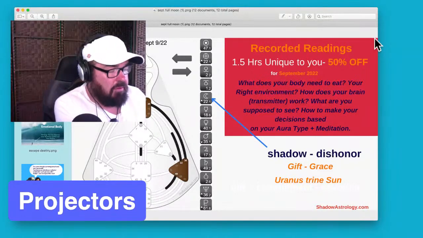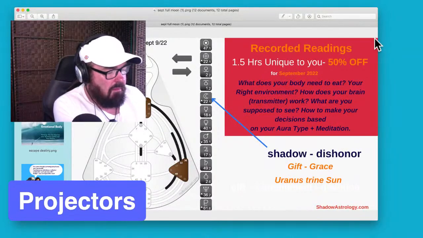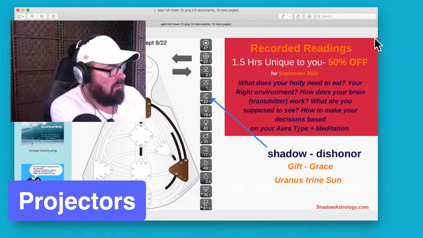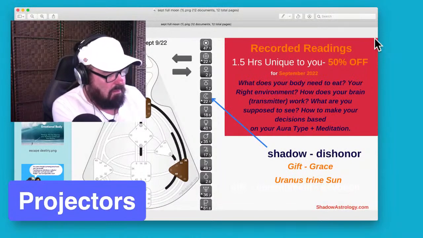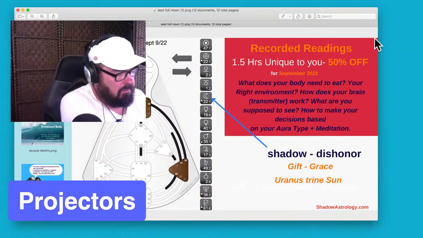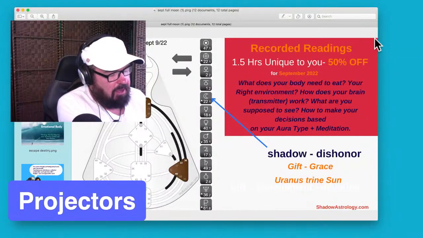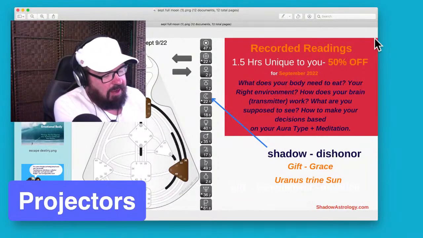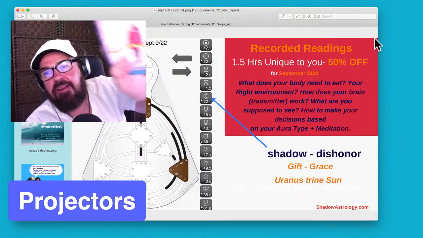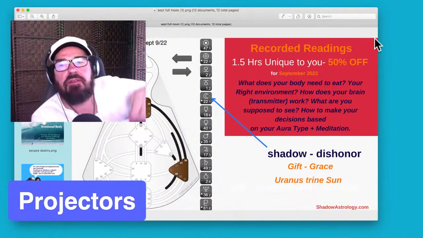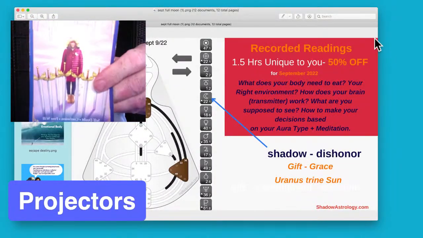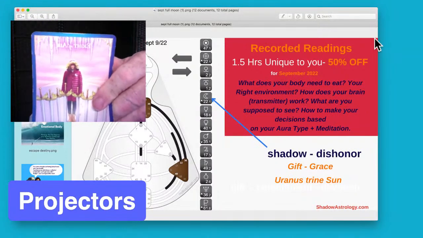What do the projectors have to hear? Okay, and we'll do one more card. So the projector's got the 8 of air. So 8 of swords right there. The 8 of swords. You can see him, right?